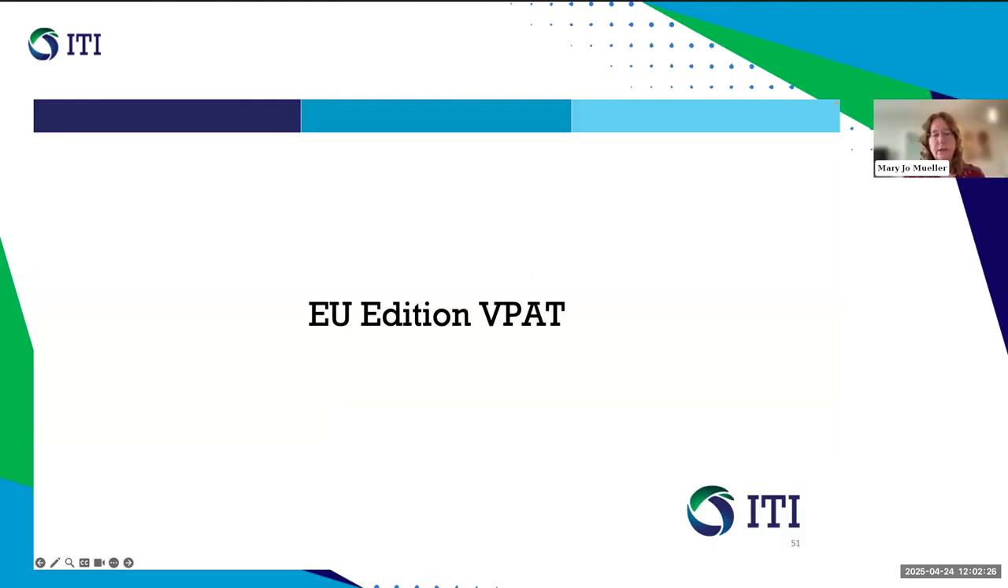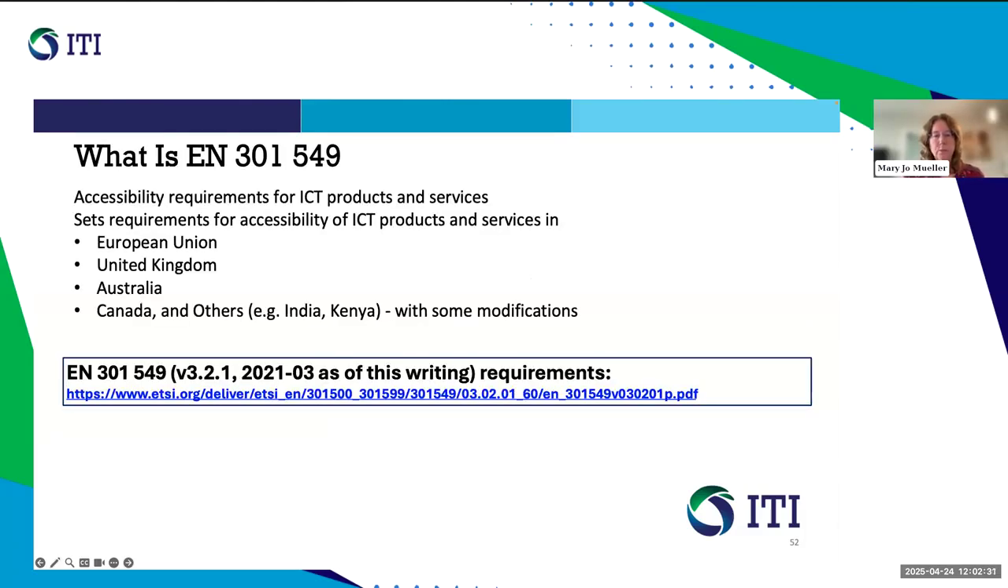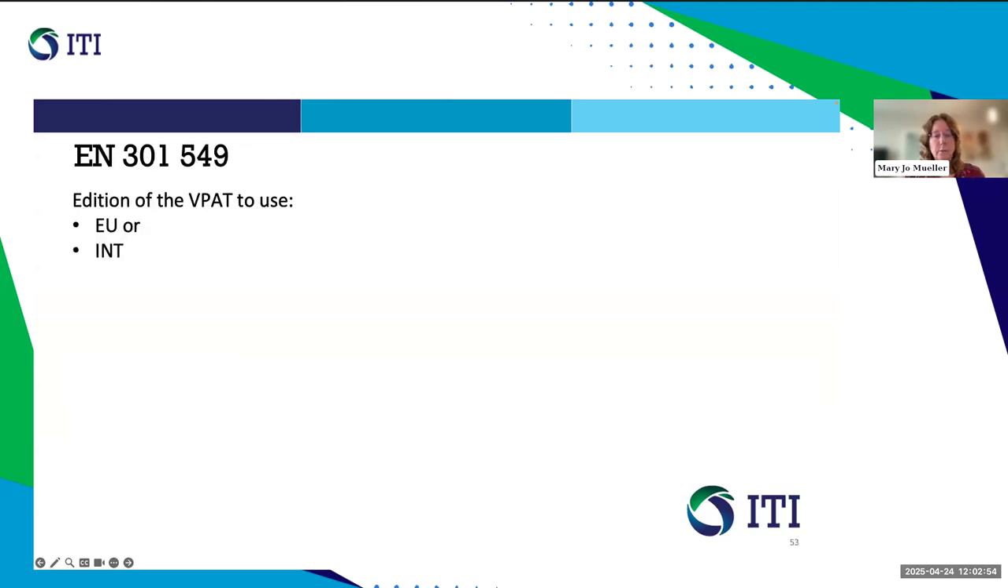So now we'll go through the features of the EU edition of the VPAT. The EU edition was created to support the EN 301549 standard, which is titled Accessibility Requirements for ICT Products and Services. It's used in many regulations as the basis for accessibility requirements in many countries, including the European Union, United Kingdom, Australia, Canada, India, and Kenya. If you are reporting conformance to the EN 301549 standard, you can use either the EU or the INT editions of the VPAT.